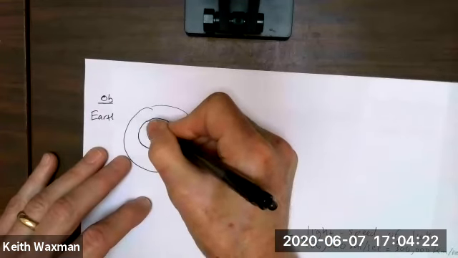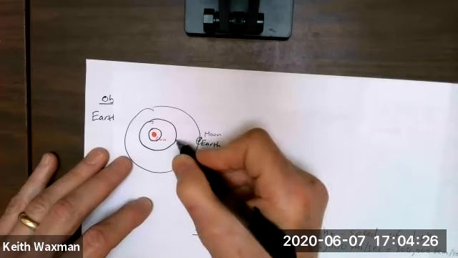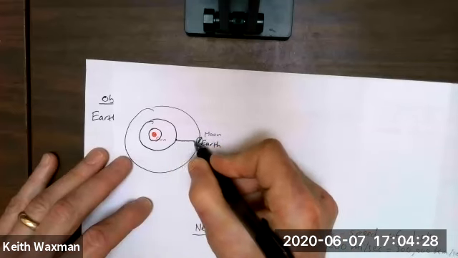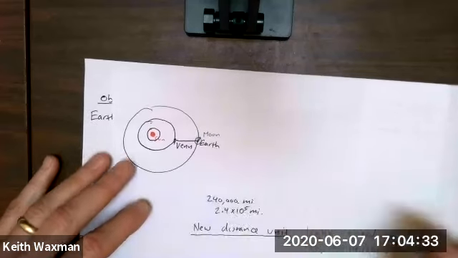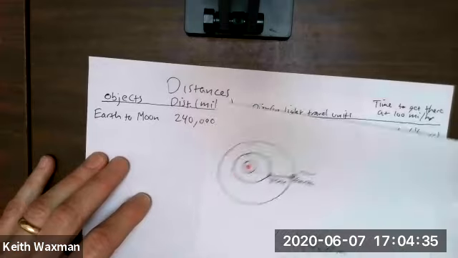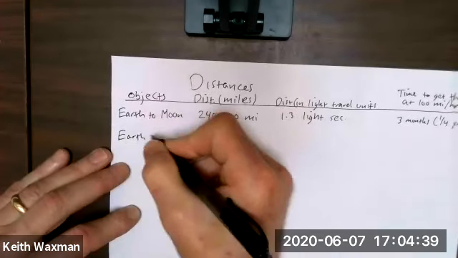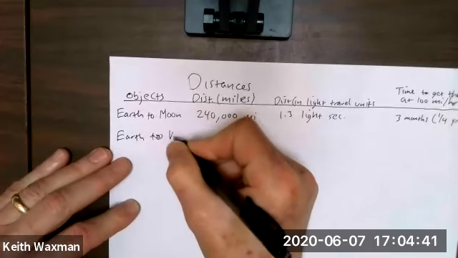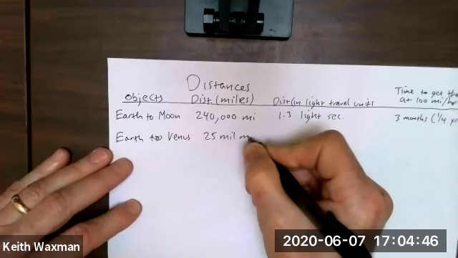That's Mercury right over here. Let's say this is Mercury. There's a planet that gets relatively close to the Earth, relatively close. The planet Venus. Right there. There's Venus. Venus gets to within 25 million miles of the Earth. So let's do this. Let's go from Earth to Venus, which is about 25 million miles.